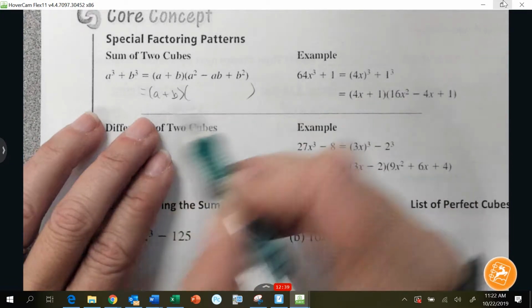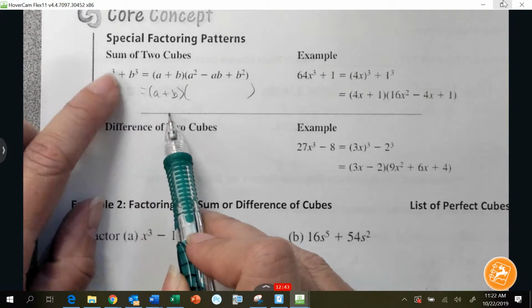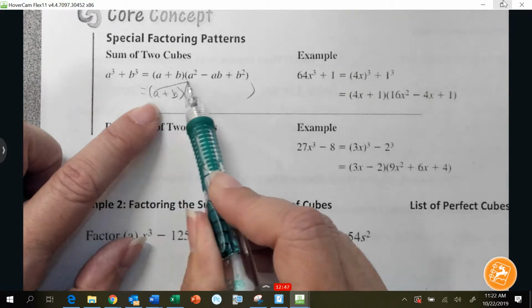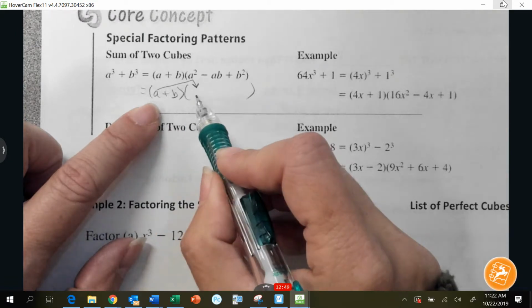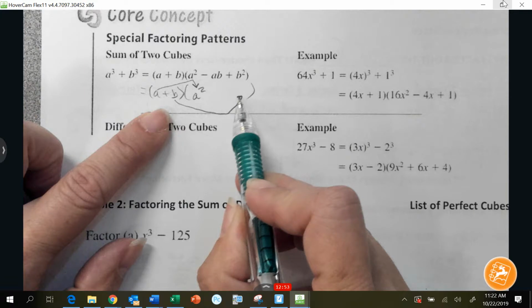For my second parenthesis, I go off of my first parenthesis. So I don't go back to the beginning. I go off my first parenthesis. And I take that a and I square it for the first spot, a squared. Then I take the b and I put it in the last spot, squared.